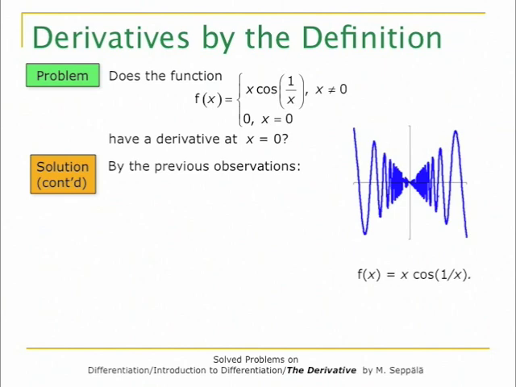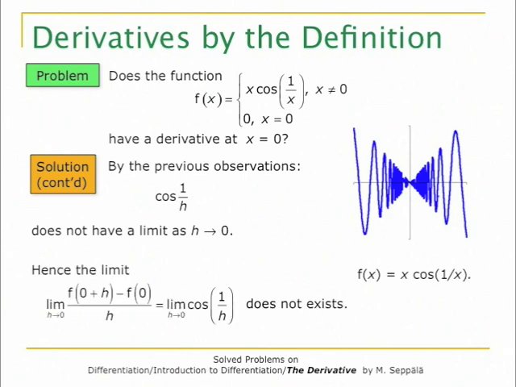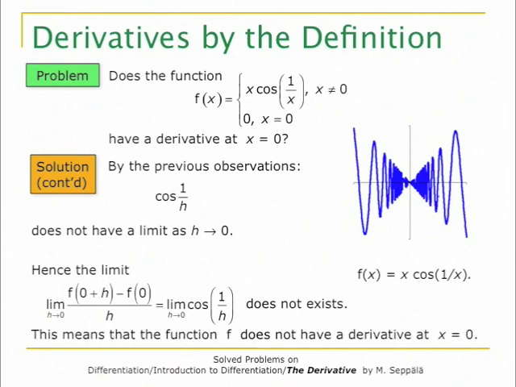So we have concluded by the previous observations that cosine of 1 over h does not have a limit as h approaches 0, and therefore the quantity f at 0 plus h minus f at 0 divided by h does not have a limit as h approaches 0. And this means that the function f does not have a derivative at x equals 0.